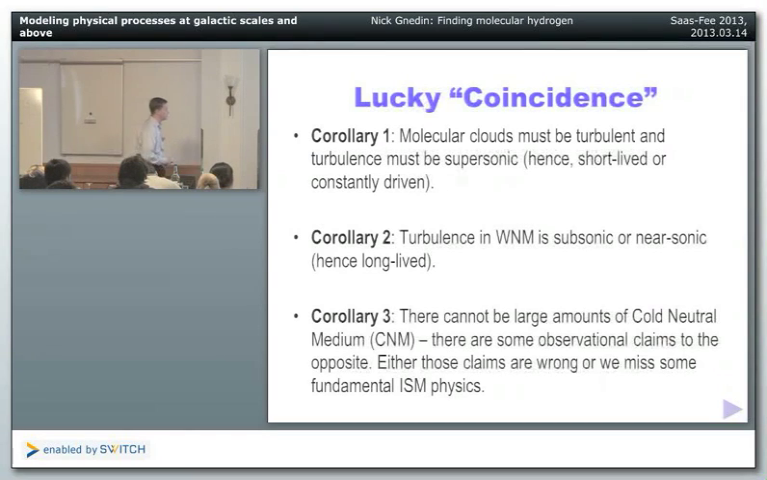and hence long-lived. And the corollary number 3, to which Ralph might not agree, there cannot actually be large amounts of this cold neutral medium. Also, there are some observations that claim that. Right? And so what really is this stuff is actually, I think, an open question.